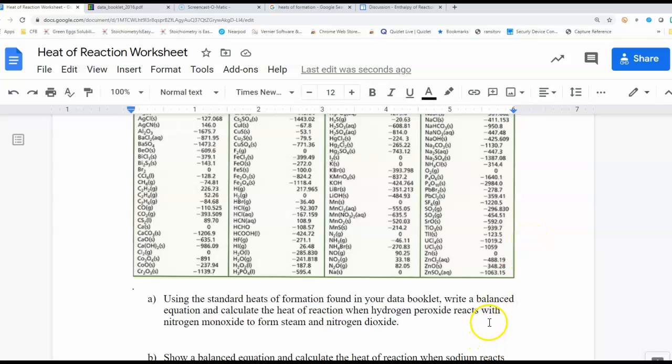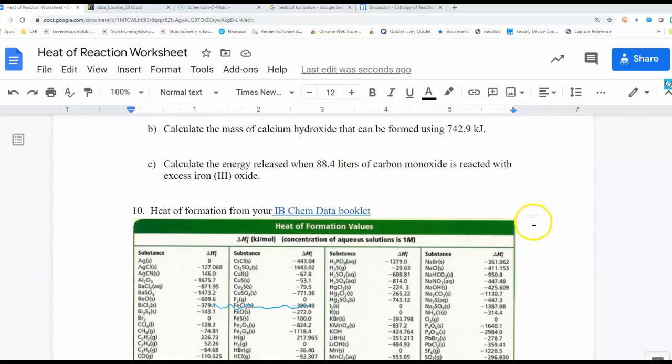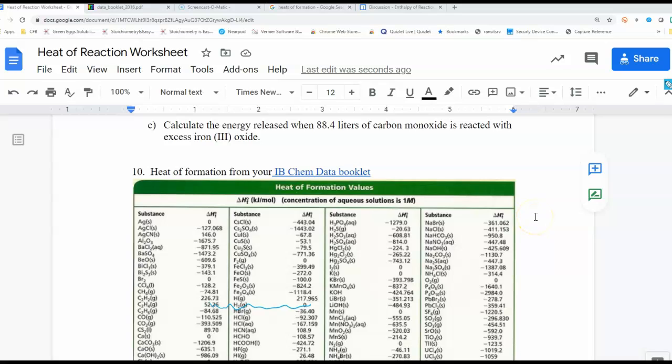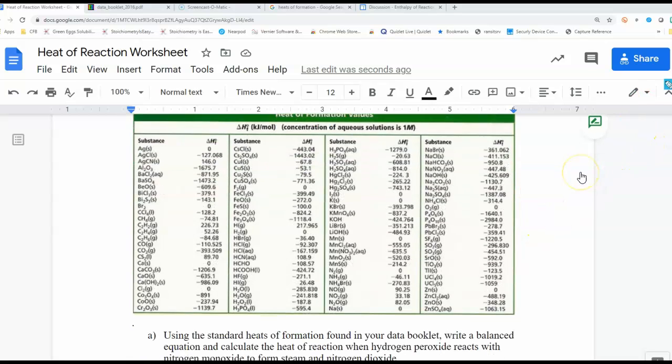Okay, so using standard heats of formation. That terminology, standard heats of formation, means at standard temperature and pressure. And so if you were to go look at this, it does tell you that the concentration of aqueous solutions is 1 molar. Do you see this little symbol right here next to the HF? That is telling you that that is at standard conditions, which is 25 degrees Celsius and 1 atmosphere. And of course, all of these are 1 molar. So we are going to go ahead and use this information for our calculation.